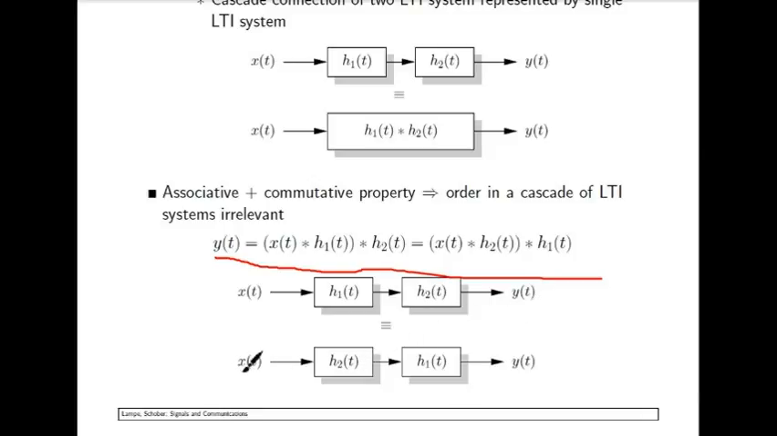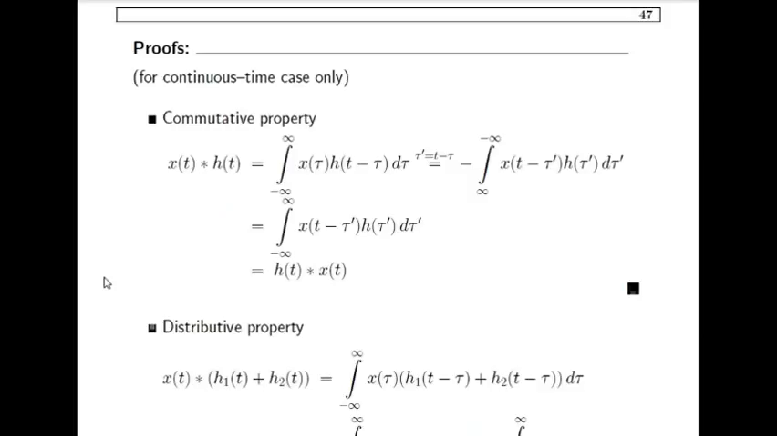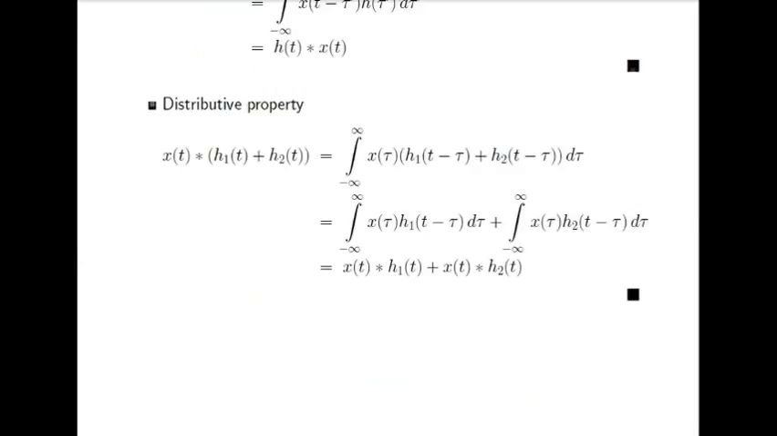But in this case, when I pass x of t through h2 of t, it will be x of t convolution h2 of t, and when I pass it through h1 of t, it will be x of t convolution h2 of t convolution h1 of t. So y of t will be the same in both cases, which is a result of the associative and commutative properties. So these are the proofs of certain properties. I am not going to discuss them, they are easy to understand, so you can go through them and understand them.